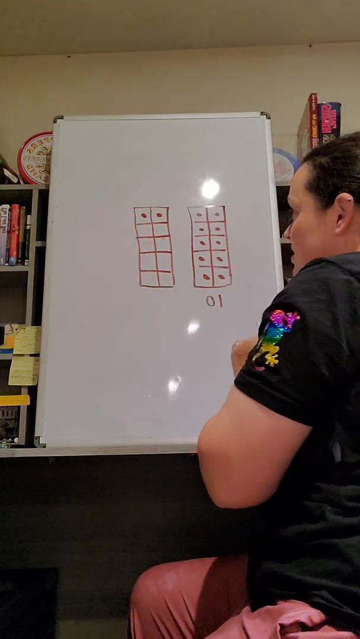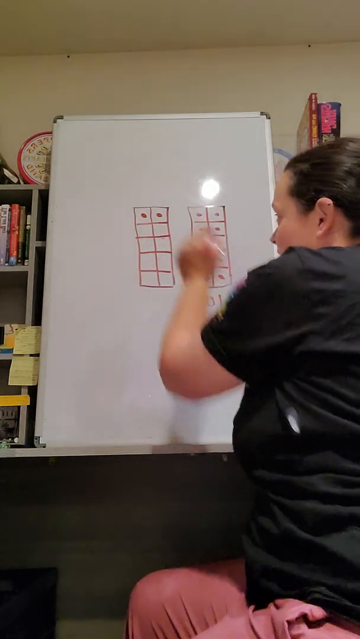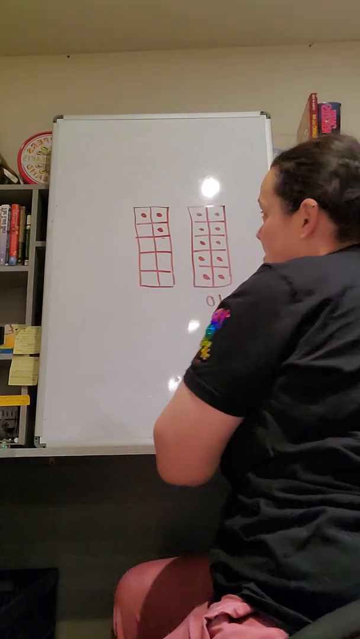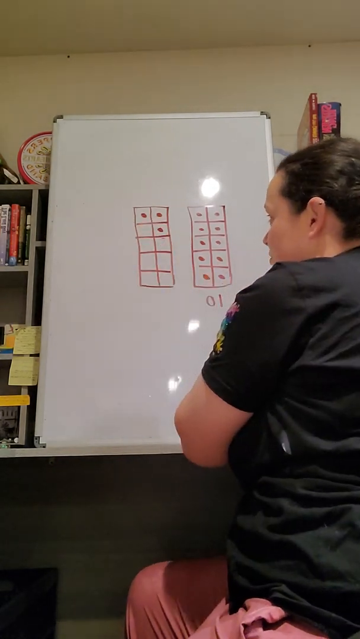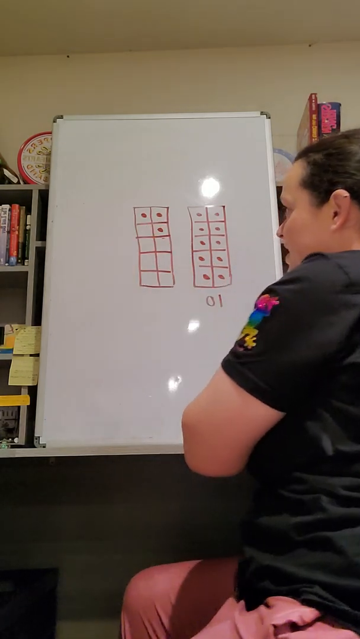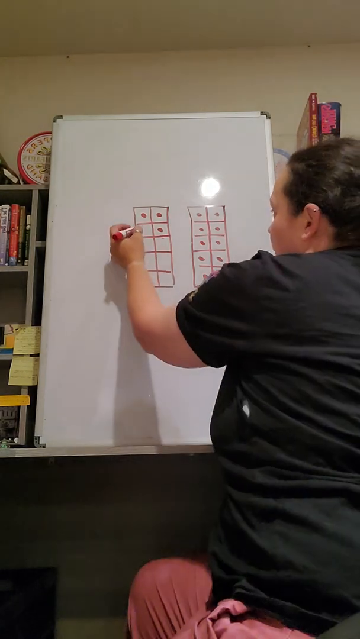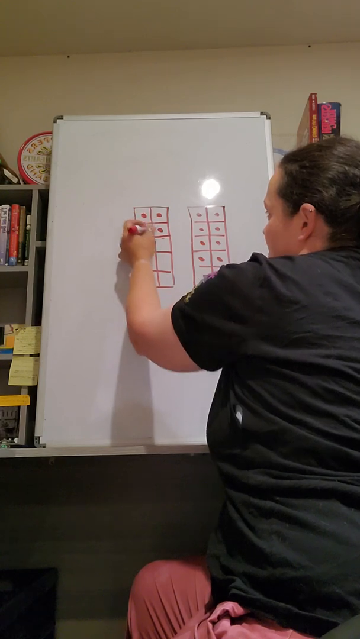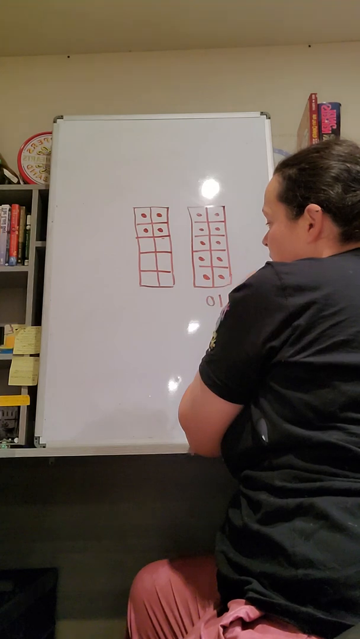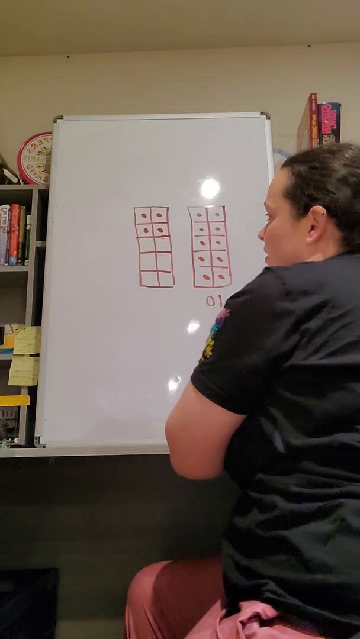Another dot makes it 12. 10 plus 2 equals 12. We're counting 10, 11, 12. One more dot makes it 13. 10 plus 3 is 13, or 10, 11, 12, 13. One more. There's 4 squares there. 1, 2, 3, 4 filled out. 4 plus 10 is 14, or 10, 11, 12, 13, and 14.